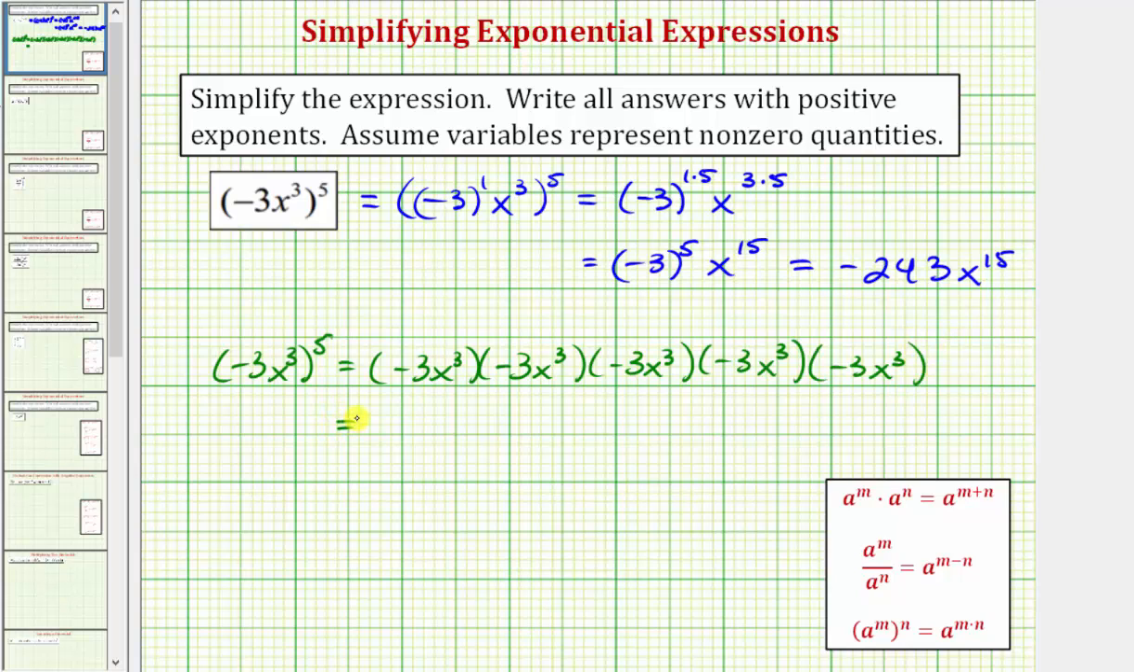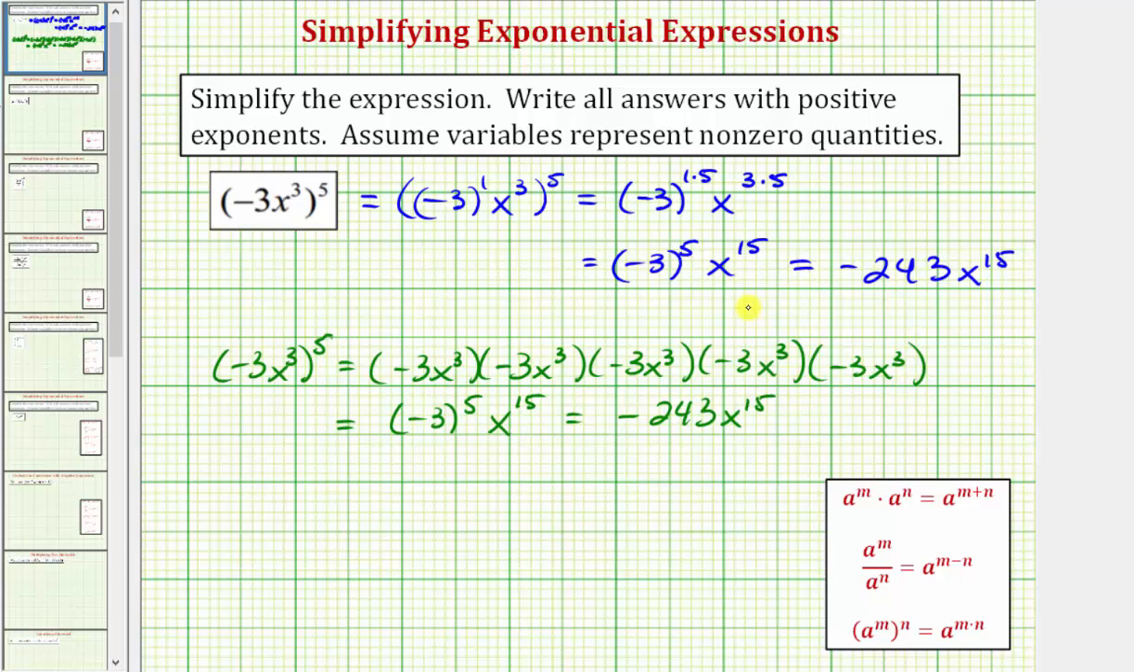Now in this form, when we multiply, notice how we can actually count the factors of negative 3. We have 1, 2, 3, 4, 5 factors of negative 3, which gives us (-3)^5. And then we have x^3 times x^3 times x^3 times x^3 times x^3. And when multiplying, the bases are the same, we add the exponents, which will give us x^(3 plus 3 plus 3 plus 3 plus 3), which is equal to x^15, which gives us the same result, negative 243x^15.